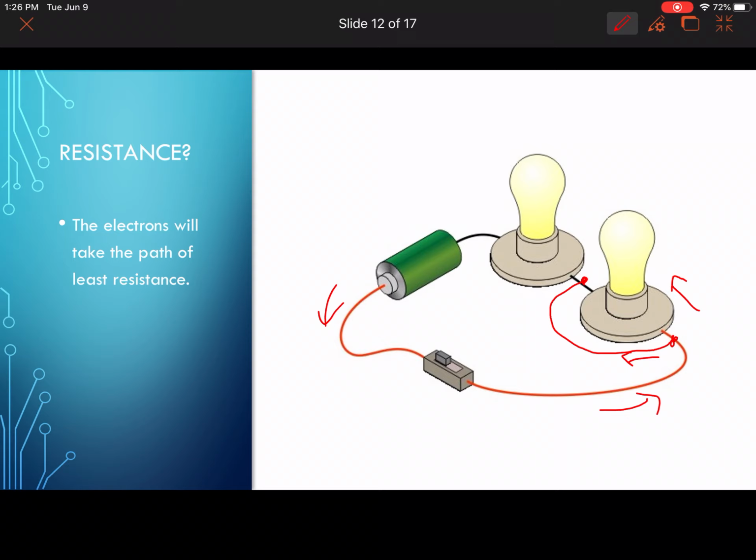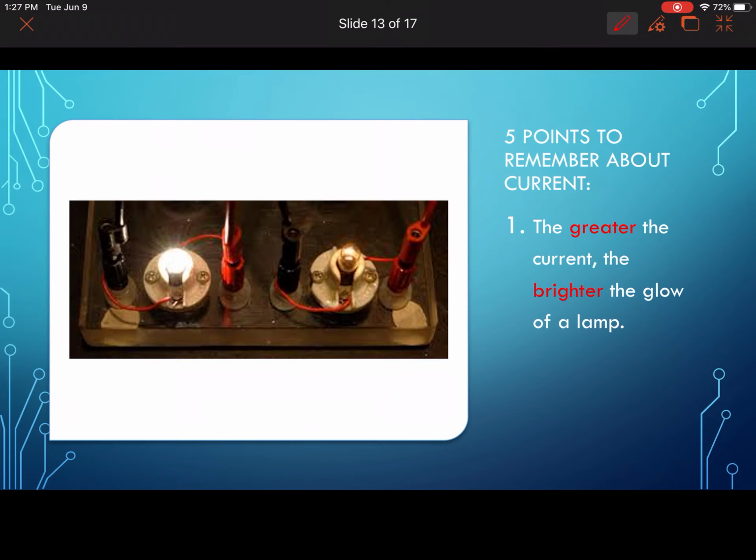The lamp, the load, is what's known as a resistor, so there's resistance. So the electrons are not going to choose that path. They are going to choose the path of least resistance, the easier path. So they're going to bypass that one lamp and only light up the second one. That's an example of electrons taking the path of least resistance.